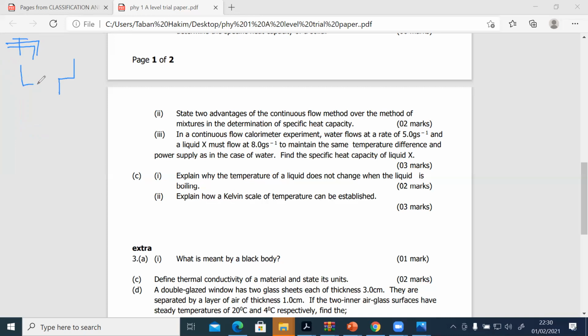This is our diagram. Okay, let me do it the other side. Let me do it this other side like this.